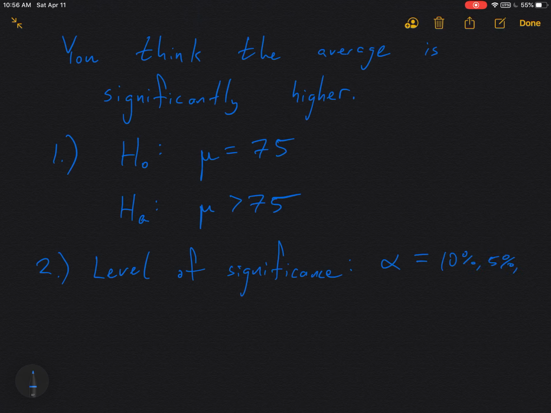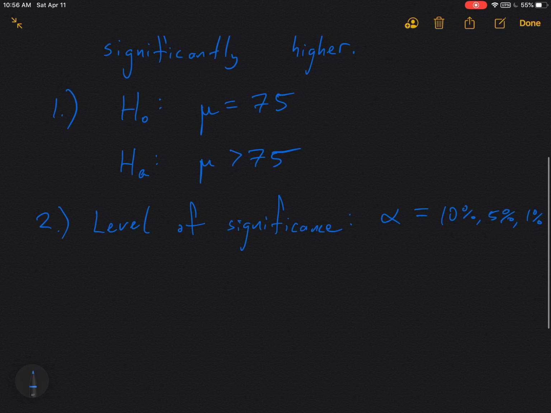This is usually denoted alpha, and it's usually going to be 10% or 5% or 1%. And these are measuring the probabilities that you get an extreme result and deny the null hypothesis, even though it happens to be true. So you can think of these as the probabilities that we accidentally get an extreme result, even though the null hypothesis was true.